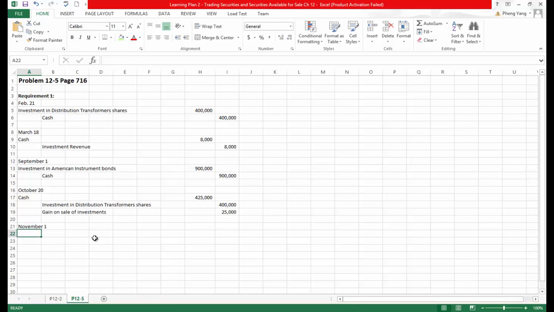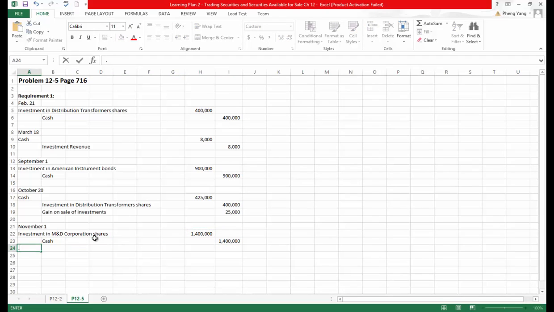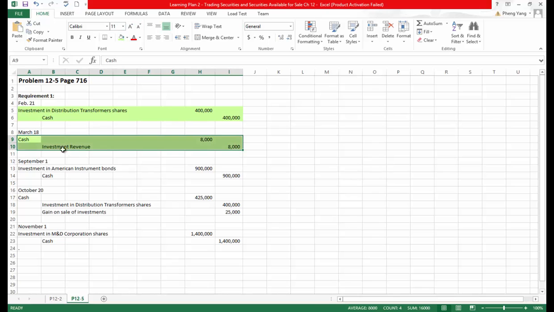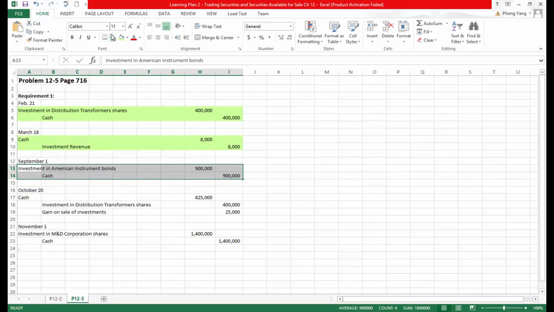On November 1st, we purchased M&D Corporation common shares costing $1.4 million. So investment in M&D Corporation shares of $1.4 million and credit cash for that same amount. All right. So here are the transactions. I'm going to highlight them so that you guys can see them a little better. They kind of just look like a cluster to me.